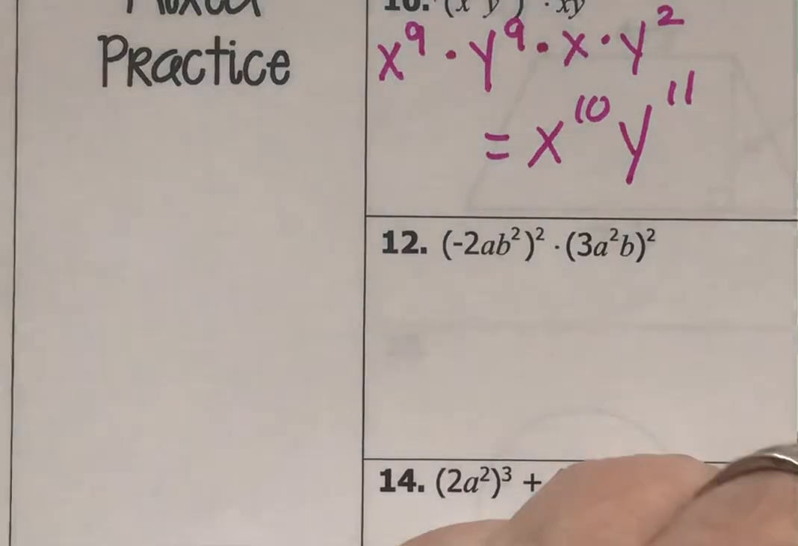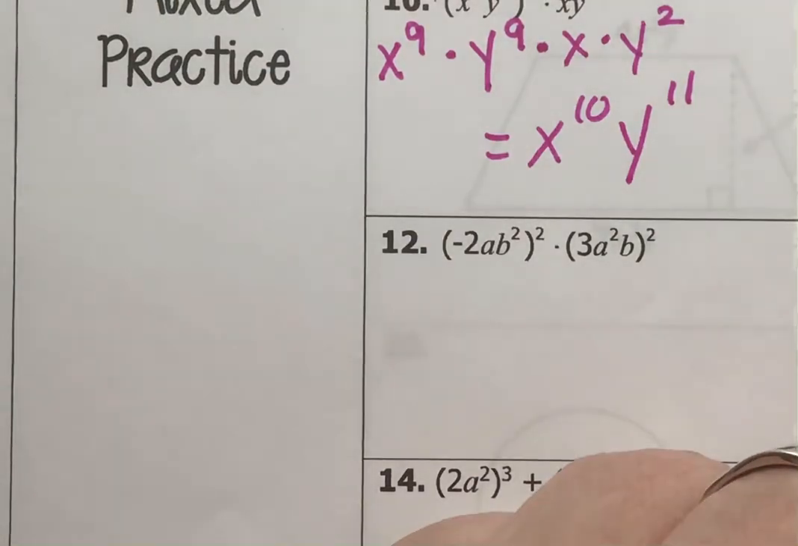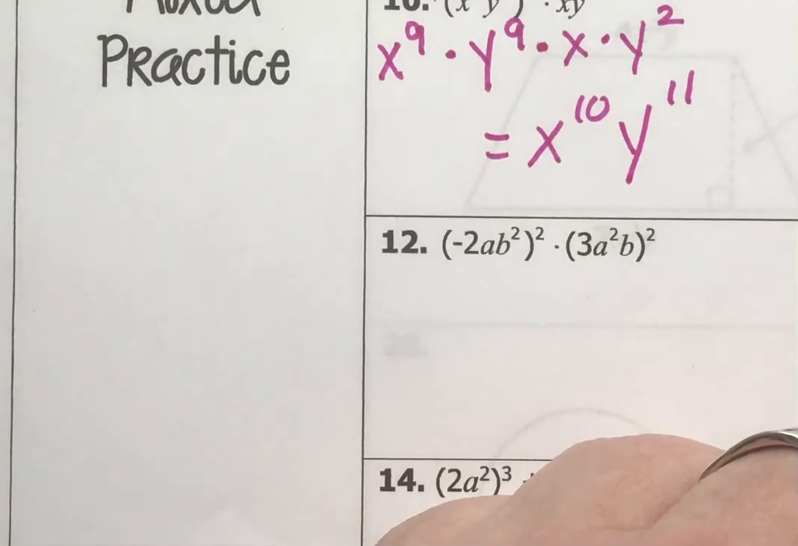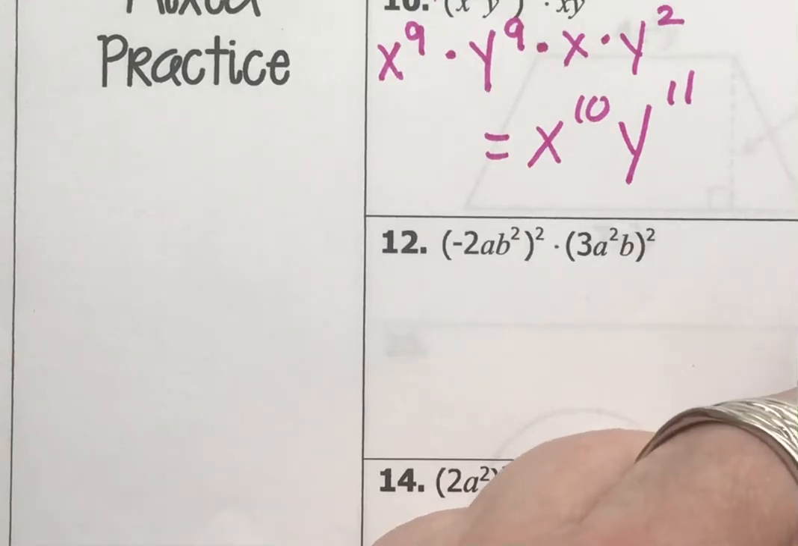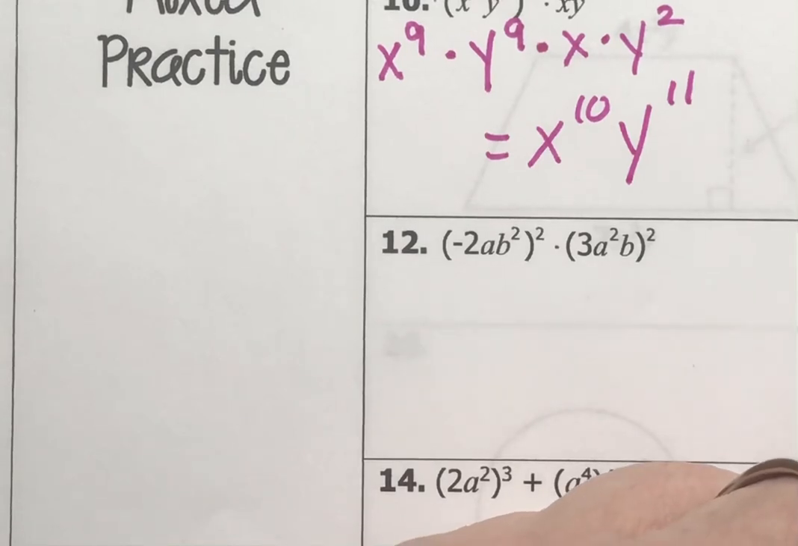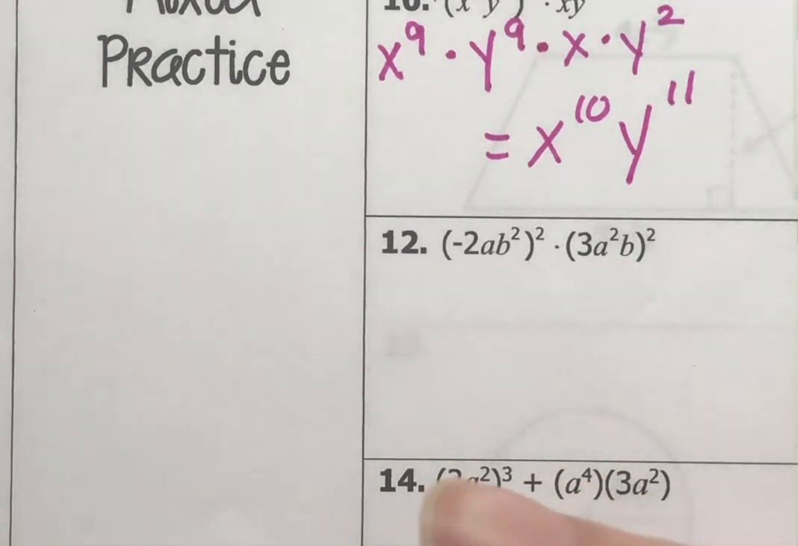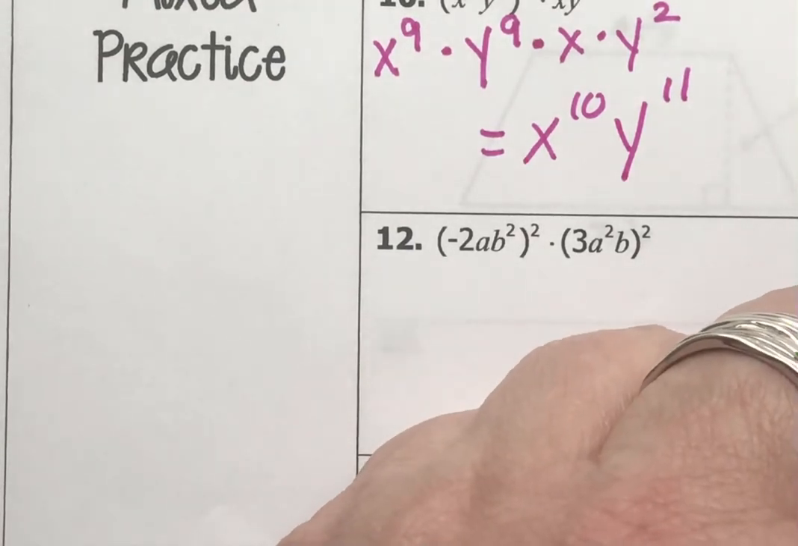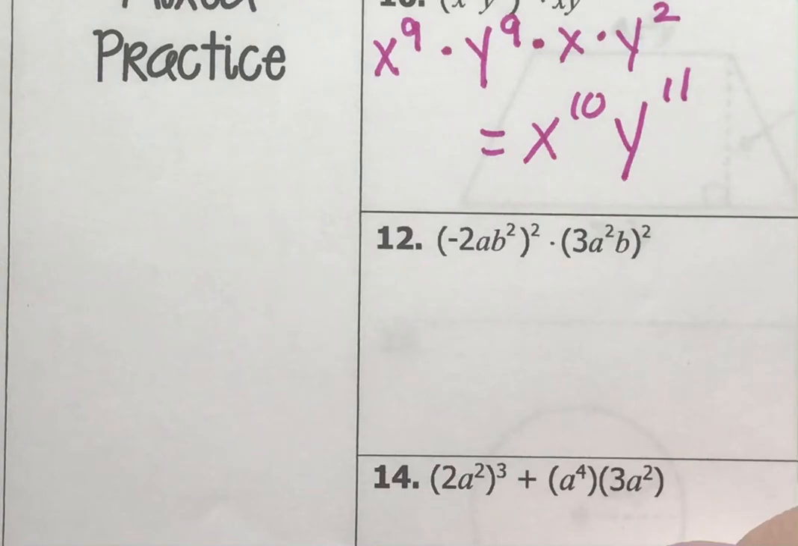Okay, so here we've got a negative a squared times a negative a squared times a negative a squared times a negative a squared. Does everybody see where that came from? Because I've got this 4 times. And then I've got b times b times b times b. Now look at what happens with the negatives. This negative times negative cancel each other out. This negative times this negative cancel each other out.